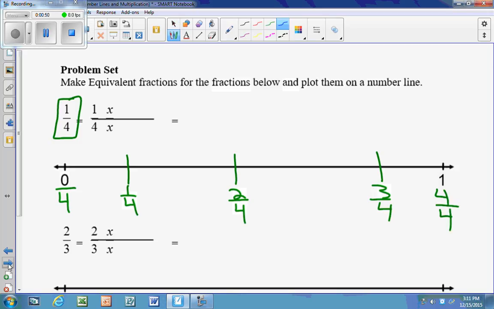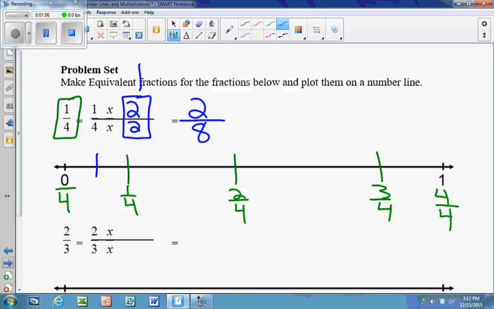So now we're going to make it as long as it's 1 whole. So in this example, I'm going to say times 2, 2 over 2. This 2 over 2 is the same thing as saying 1. So when I multiply 1 times 2, I get 2, and 4 times 2, I get 8. And now I can plot 2/8.